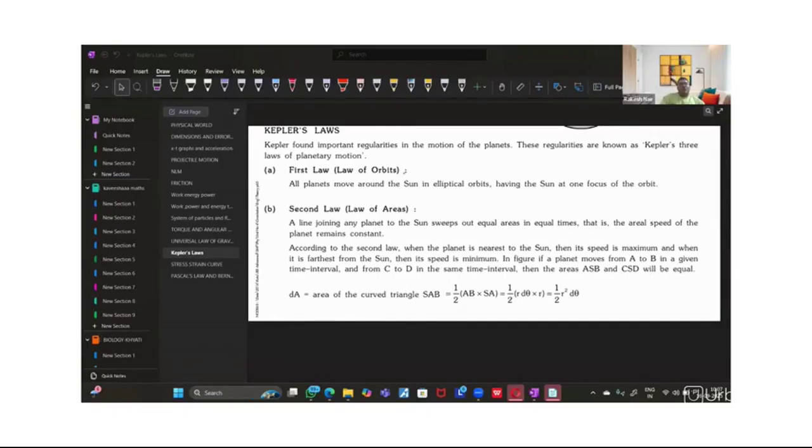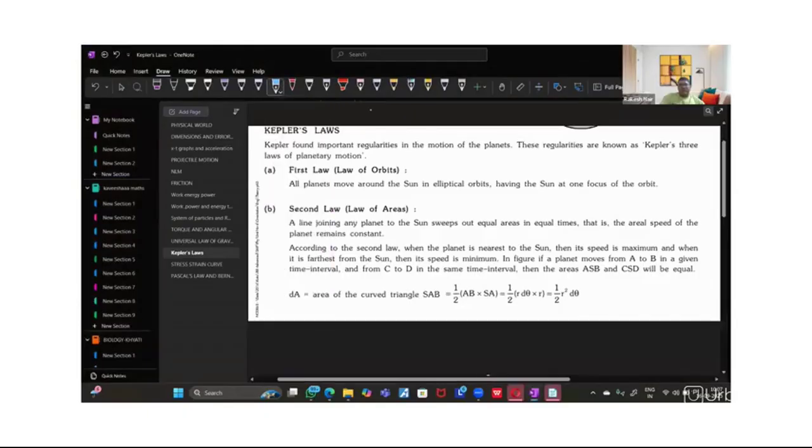Okay, so this particular segment is a very important unit in this discussion. Kepler has basically deduced certain laws which describe planetary motion. Okay, so let's move to the first law.